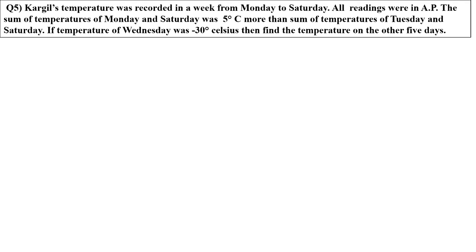The sum of temperature of Monday and Saturday was 5 degrees Celsius more than the sum of temperature on Tuesday and Saturday. If the temperature on Wednesday was minus 30 degrees Celsius, then find the temperature on the other 5 days. So Monday, Tuesday, Wednesday, Thursday, Friday, Saturday. Total 6 days are there, and Wednesday's temperature is already given as minus 30. So for the rest of the 5 days we have to find the temperature.